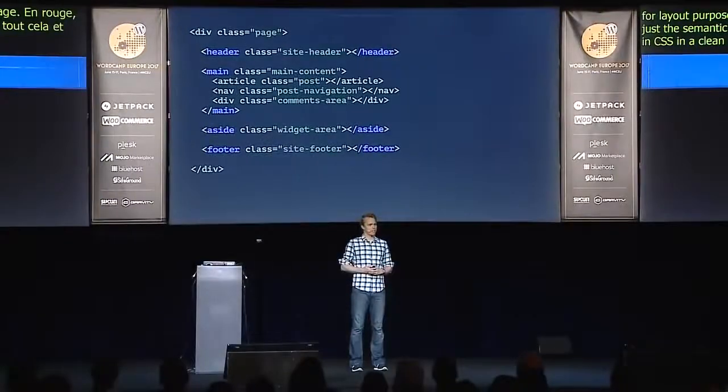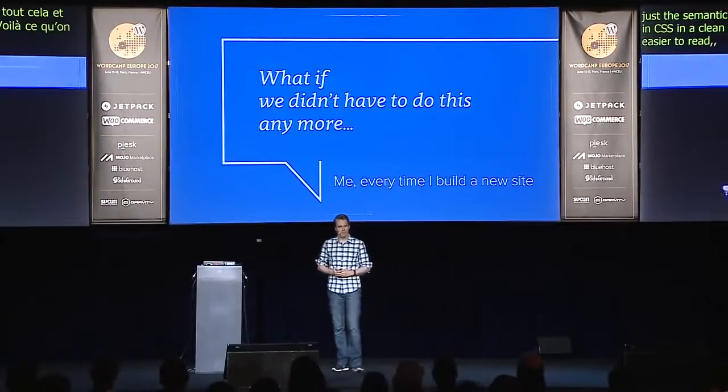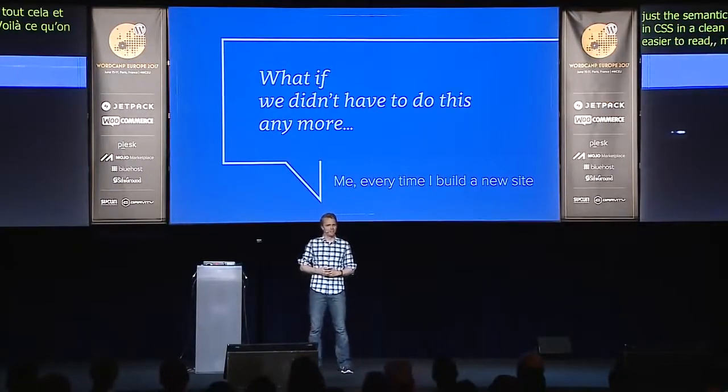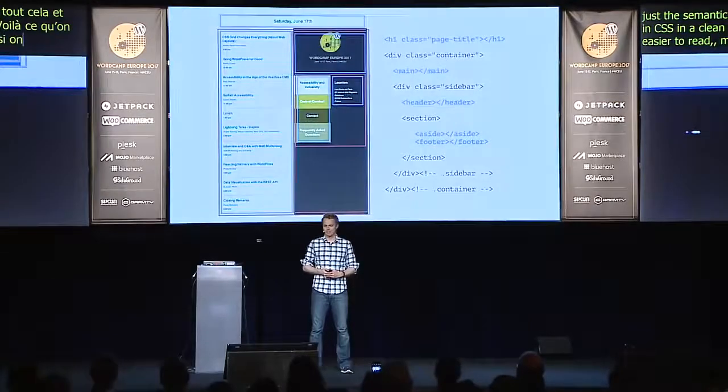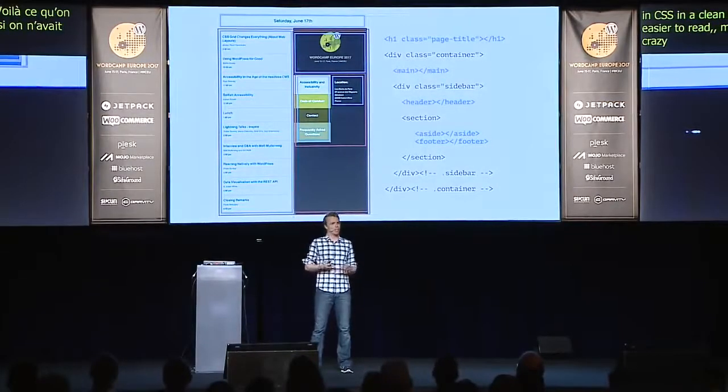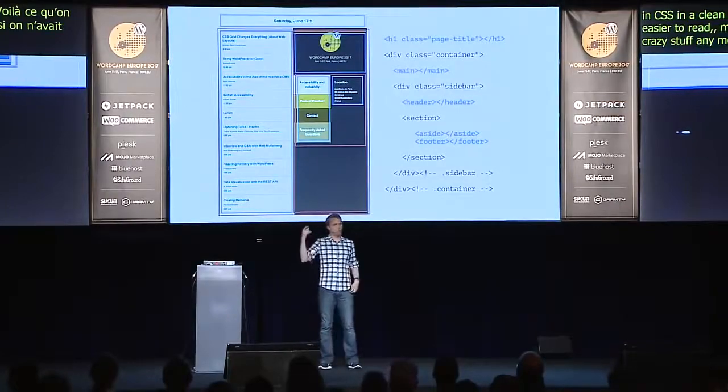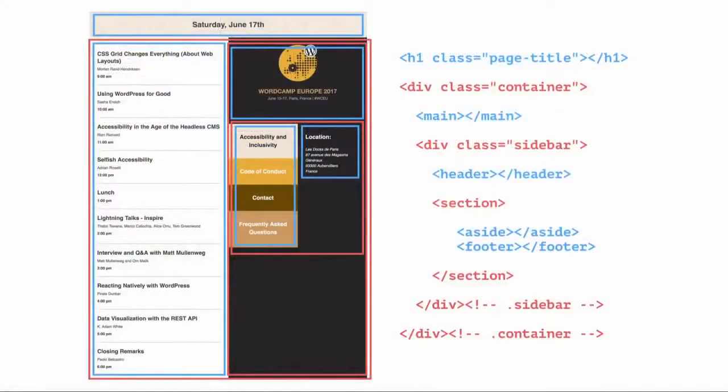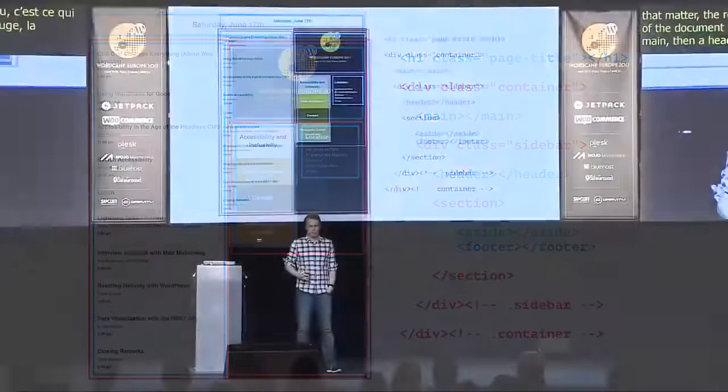Instead of this layout, we'd have this, which is easier to read, makes way more sense. What if we didn't have to do all this crazy stuff anymore? If you look at my example, the blue items are the ones that matter. The red don't. But even if I take away the red items, the structure of this document still makes no sense. We have a heading 1, then we have a main, then we have a header, then we have an aside, and then we have a footer.